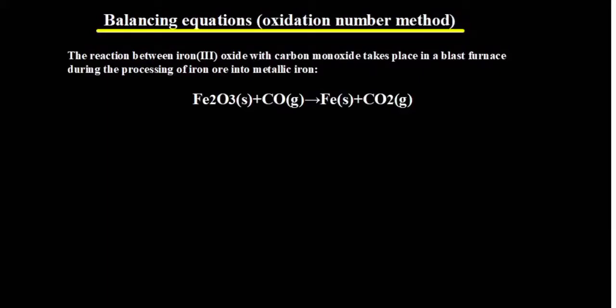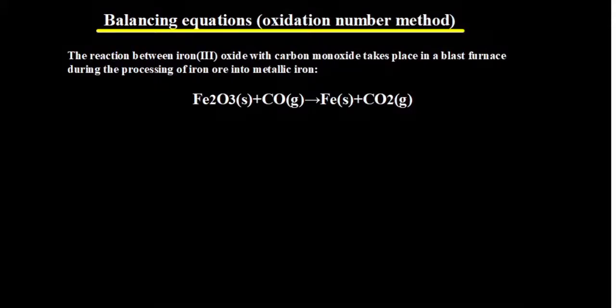Okay, let's talk about balancing chemical equations using the oxidation number method. It is very important and key that, to do the balancing of equations using oxidation numbers, you need to know how to determine the oxidation numbers. There are some elements that have basic oxidation numbers. For example, oxygen, you should know that the oxidation number is -2.